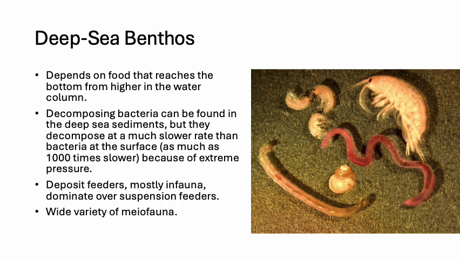When we reach the seafloor, the environment shifts again. Life here depends almost entirely on food that falls from above. This material, known as marine snow, drifts slowly down through the water column. Bacteria in the sediment break it down, and they work much more slowly than bacteria at the surface because high pressure slows their metabolism. Most animals on the deep sea floor are deposit feeders that sift through the sediment for organic matter. Suspension feeders are less common because currents are weak down here. The variety of meiofauna shows how even tiny organisms carve out unique niches in their quiet environment.